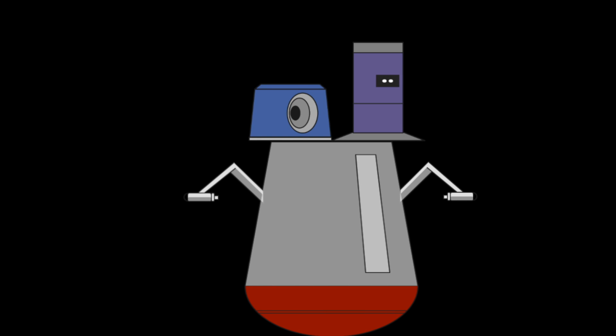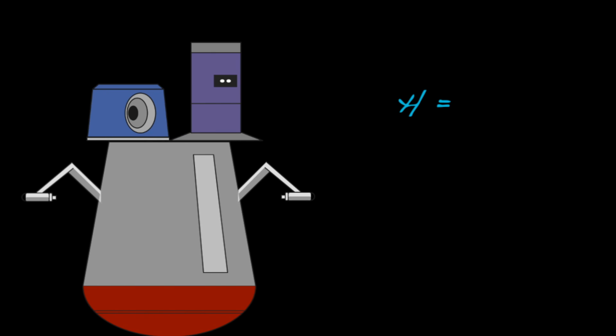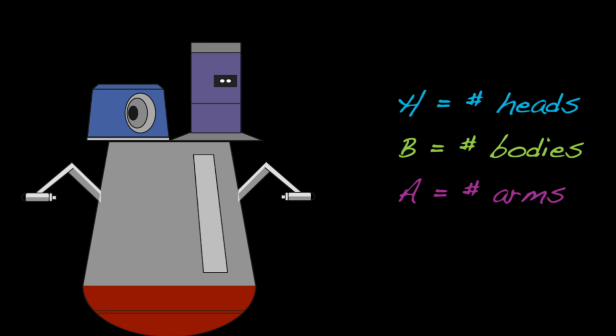Now a robot consists of two heads, a body, and arms. We'd like to know how many of those we can have if we have H heads, B bodies, and A arms. We saw that by using a tree diagram, we could multiply the number of each kind of part together to get the total number of combinations.